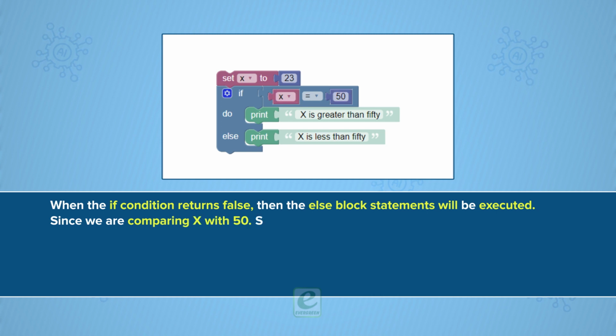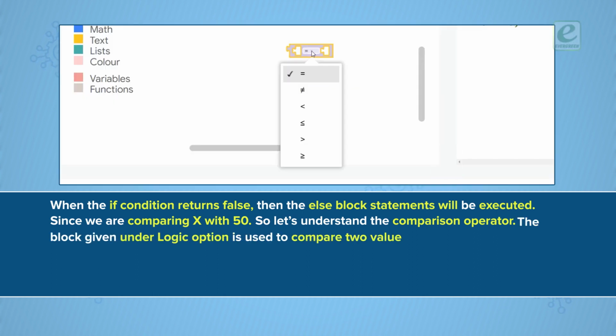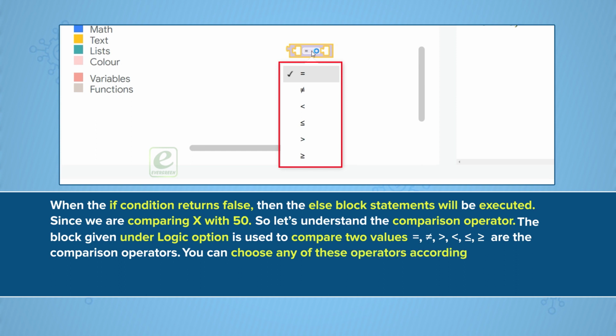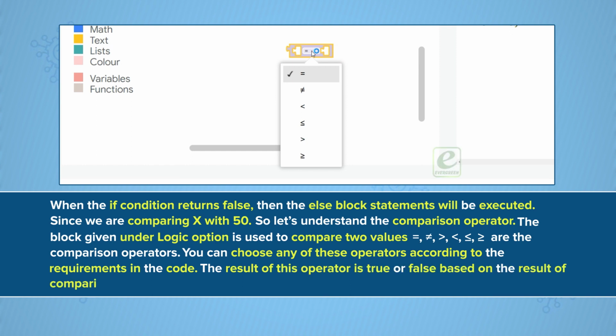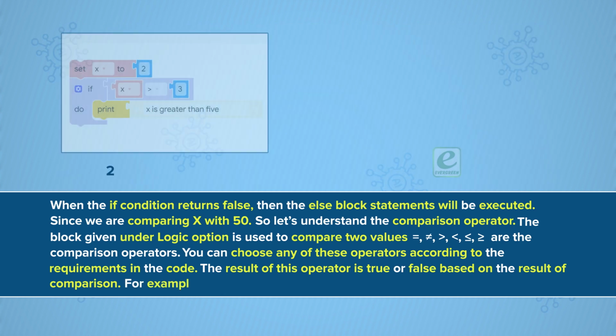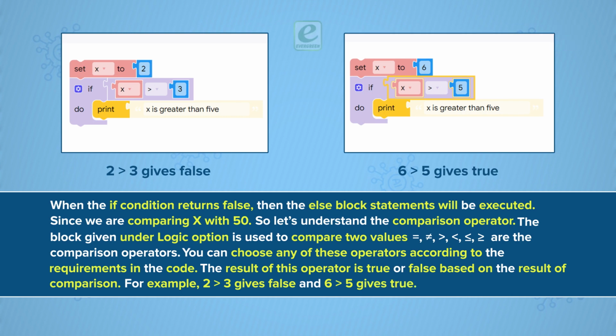Since we are comparing x with 50, let's understand the comparison operators. The block given under the Logic option is used to compare two values. Is equal to, is not equal to, greater than, less than, greater than or equal to, less than or equal to are the comparison operators. You can choose any of these operators according to the requirements in the code. The result of this operator is true or false based on the result of comparison. For example, 2 is greater than 3 gives false and 6 is greater than 5 gives true.